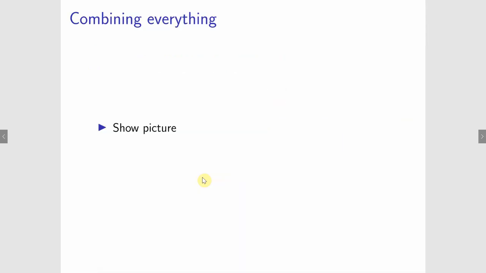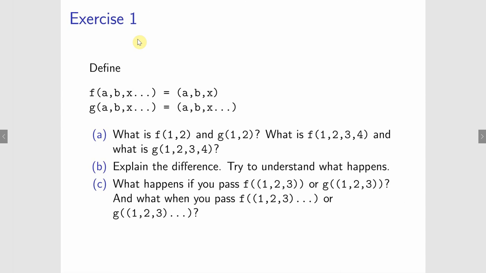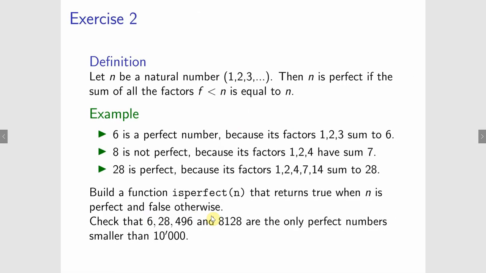You are now going to the exercises. So the first exercise is define F(a, b, x) is a, b, x, and G(a, b, x...) is a, b, x.... So what is F(1, 2), what is G(1, 2), what is F(1, 2, 3, 4), and what is G(1, 2, 3, 4)? Explain the difference. Try to understand what happens. What happens if you pass F with the tuple 1, 2, 3, or G with the tuple 1, 2, 3? And what happens if you pass F with the tuple 1, 2, 3..., or G(1, 2, 3...)? What happens? So check it out.